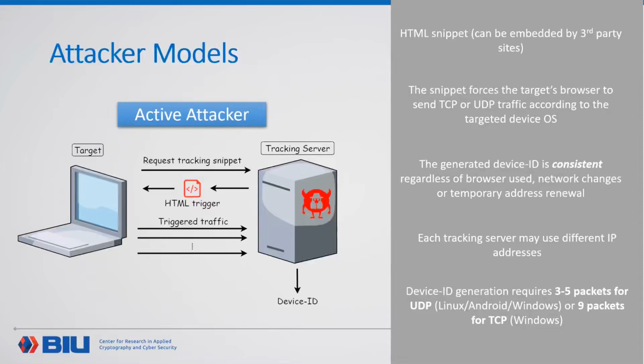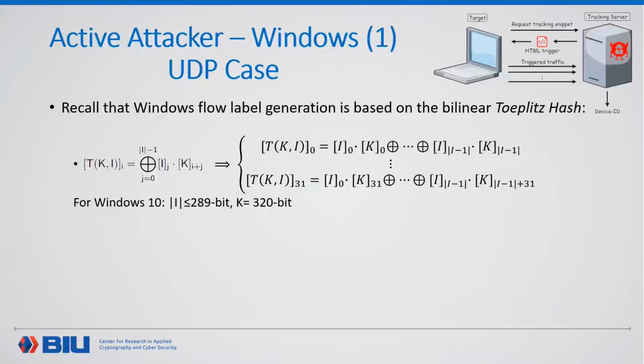Now, let's present the attackers. We begin with the active attacker. This attack is based on an HTML snippet that can be embedded by any third-party site. This snippet forces the target to emit IPv6 traffic to the tracking server, and the result is a consistent device ID regardless of the browser used, network changes, or temporary address renewal. This attack requires just 3 UDP packets for Linux or Android and 5 UDP packets for Windows, or 9 TCP packets for Windows. Let's begin with the Windows UDP case.